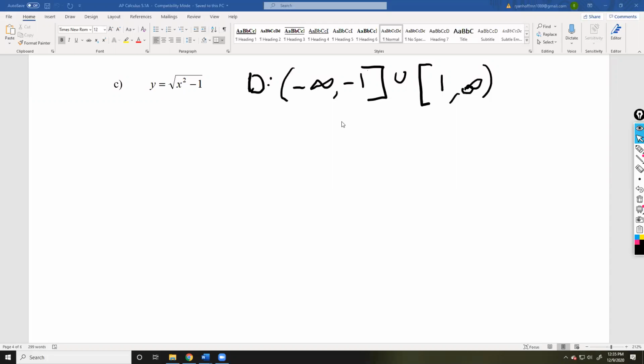So I can plug in things like negative 5. That's no problem. Negative 5 squared is a positive 25. Minus 1 is 24. And I can take the square root of 24. So I can get some negative numbers. As long as we're not between negative 1 and positive 1, then we should be fine. So that's going to be our domain. So that'll be important when we start to talk about our sign chart in just a second here.